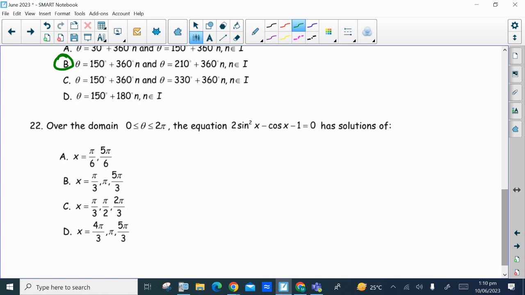So number 22, we basically want to solve that equation. The issue here is that you've got two different trig functions represented. You've got sine squared x and cosine x. So to do this, you would replace sine squared x with 1 minus cos squared x. That comes from that Pythagorean identity. And so we need to simplify this equation to solve it.